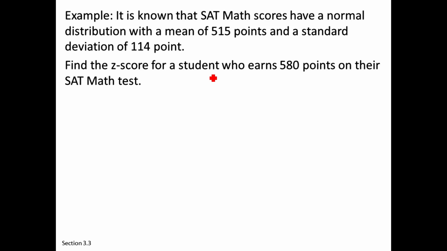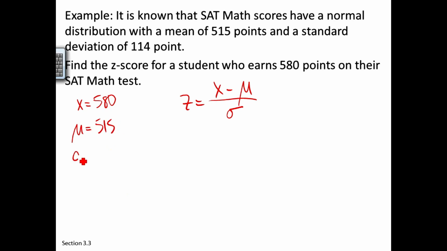So in this case, what is my x? What's my observation that I'm interested in? Z is what I want. The z-score has to be the observation minus the mean over the standard deviation. Well, what is the observation we're interested in here? Yeah, x is 580. That's the person we're interested in. What is mu here? Yeah, mu is the mean, 515. What's the standard deviation of SAT scores?